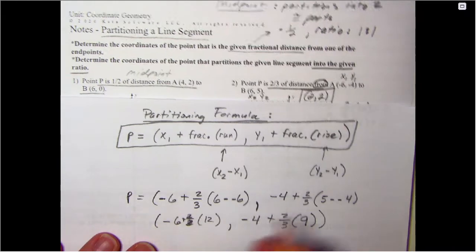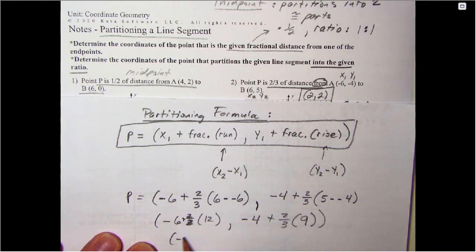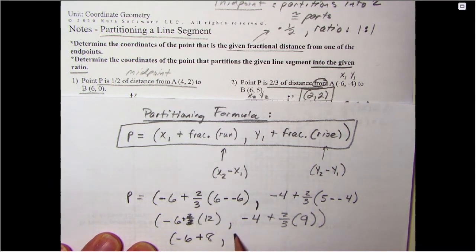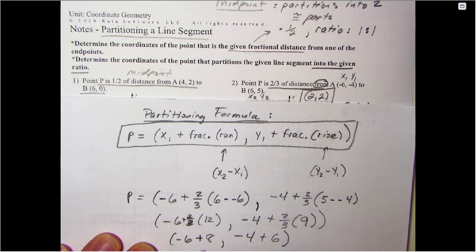All right, so I know this is -6 plus, let's see, 2/3 of 12, that's 8. -4 plus 2/3 of 9, that's 6. -6 plus 8 is 2. -4 plus 6 is 2.